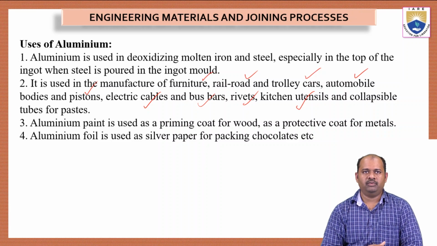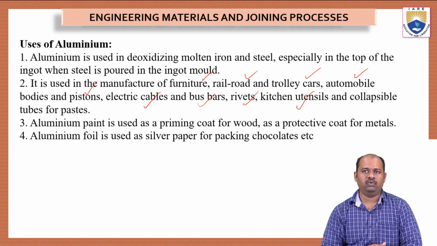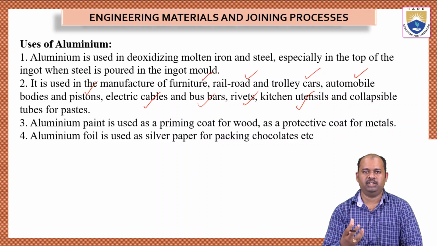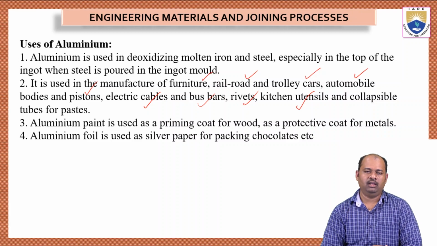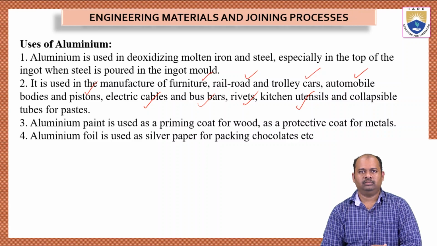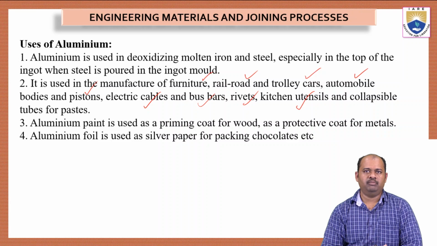Because of this wide range of applications, aluminum is very good in almost every industry. Aluminum paint is used as a priming coat for wood and as a protective coat for metals. Aluminum is made into powder form and mixed with paint so that it can form a layer of metal on wood so that it is not eaten by any bugs.